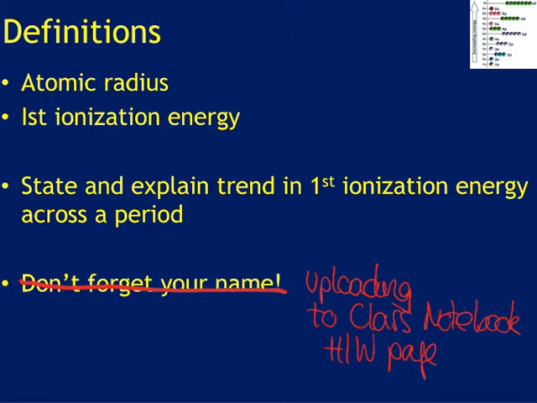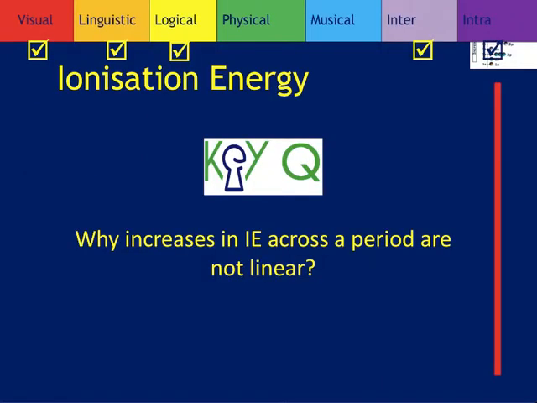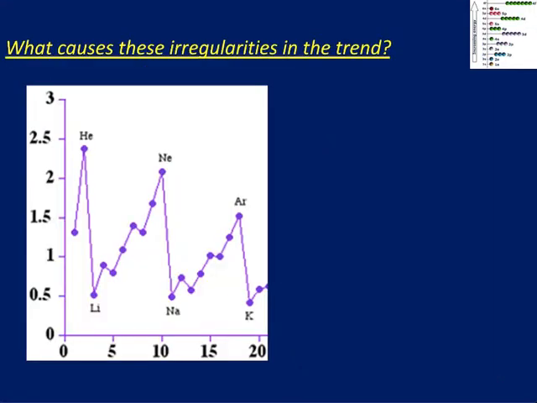Okay, so now that we've done that, today's lesson we're going to look at why the increase in ionization energy across a period doesn't go up in a straight line. So we remind you of the graphs that we drew the last day, and we get these blips, and this is us going across a period. So why do those blips appear?